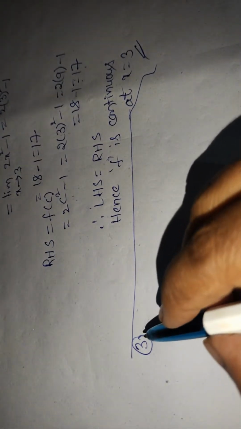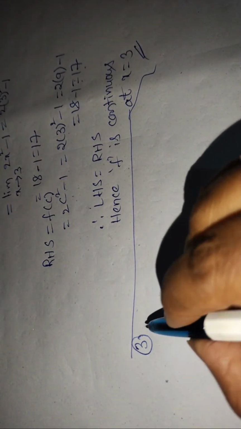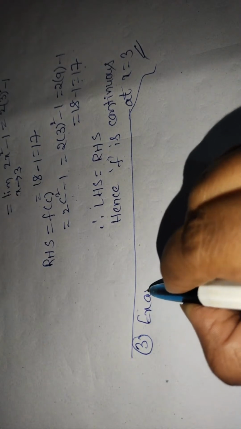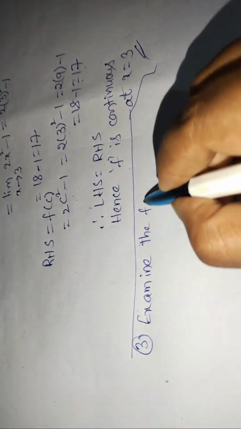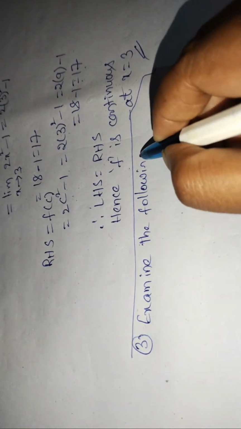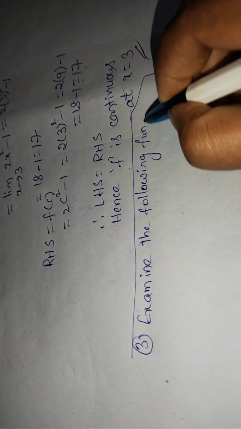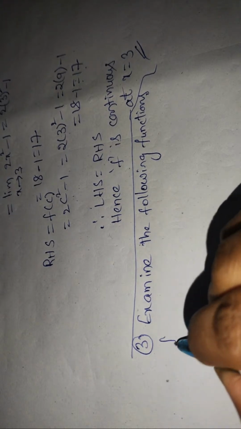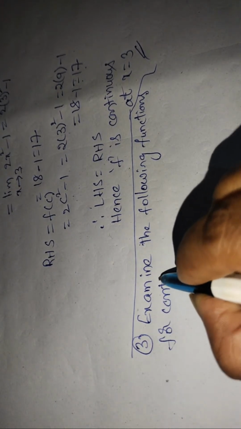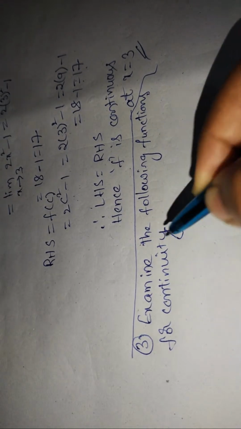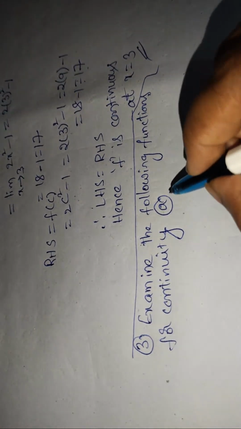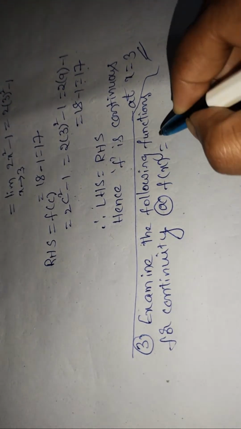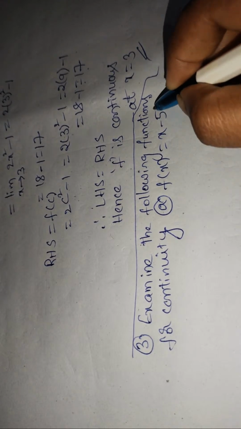the third question, examine the following functions for continuity. We'll check the first function. They gave a. First question is f of x is equal to x minus 5.